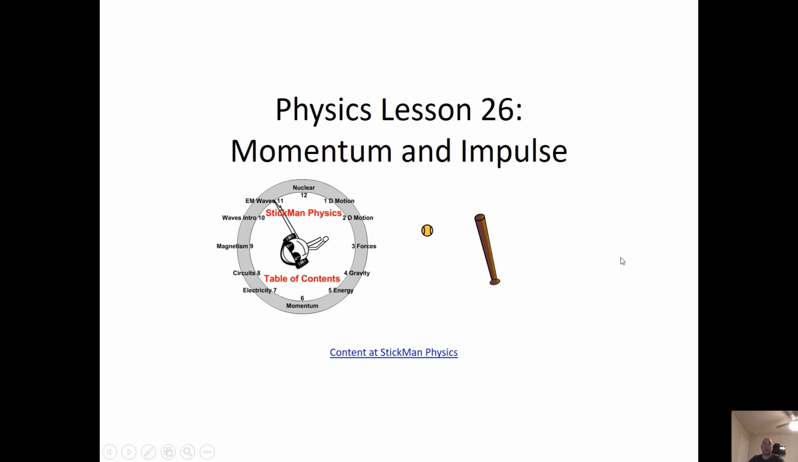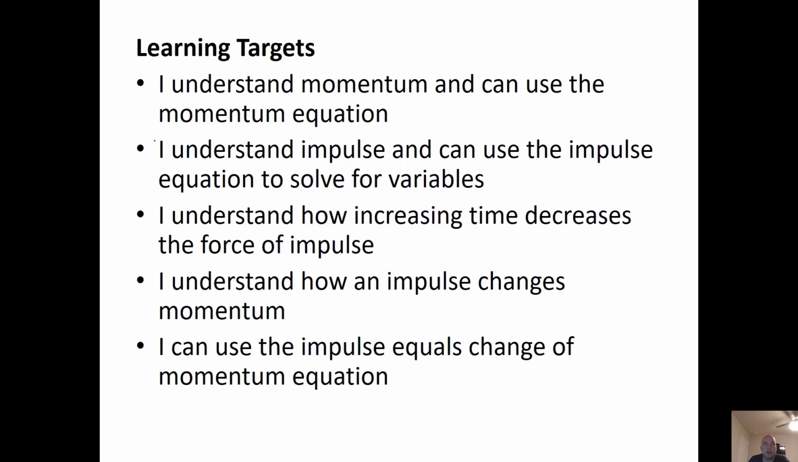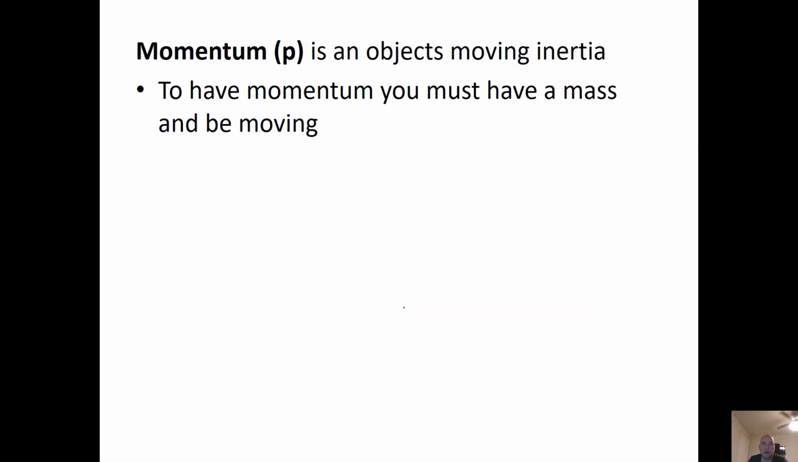This is our 26th physics lesson. We're going to look at momentum and impulse. We're going to look at the momentum equation. We're going to look at the impulse equation. We'll solve for variables in each of those. We'll look at how increasing the time of impulse decreases the force of impulse. We'll understand how impulse changes momentum and look at an equation and solve for different variables with that as well.